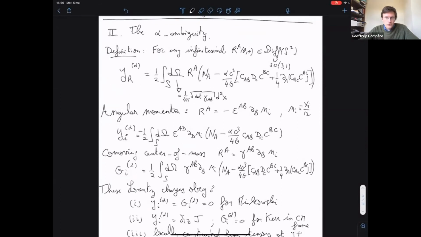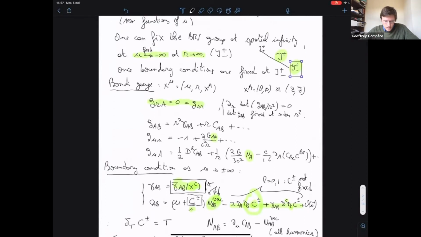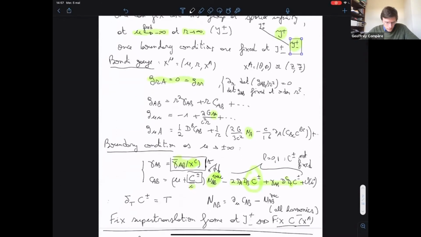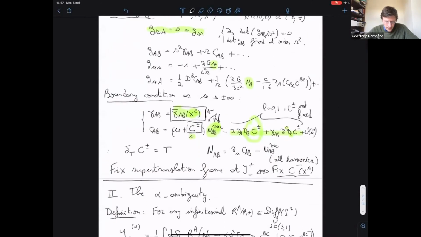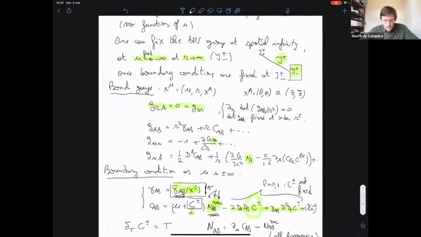Okay, so once we fix the boundary condition at scri plus minus, we can fix all the defects there and all the supertranslations. So to find back a Lorentz group, by imposing the boundary condition that N_AB vac is 0, it fixes all defects except the Lorentz group. And by fixing the unit sphere metric, by the two conditions. So it's a choice of boundary condition that can be enforced.